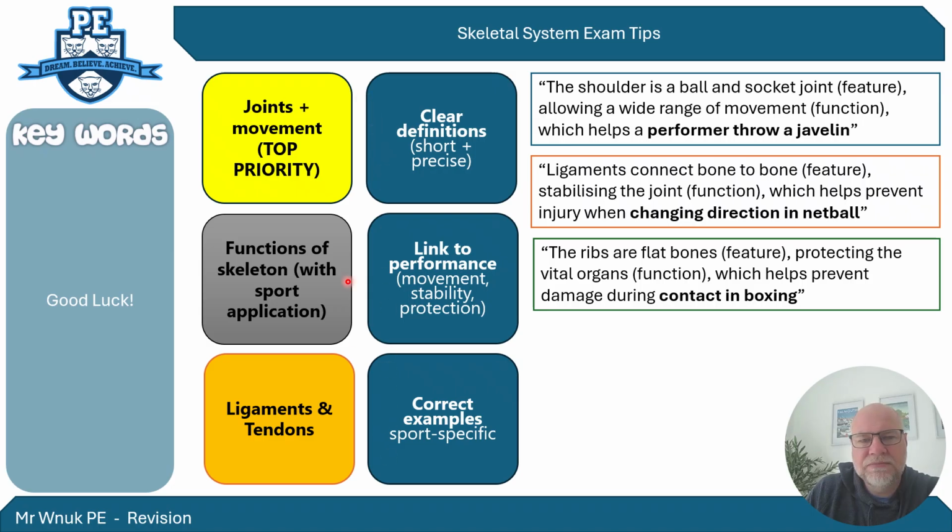Just a few tips in the exams: be really clear with your definitions, very short and precise answers. You're often just filling in one-word answers for some of these, so don't waffle, just get that key information in. The link to performance is really important, so it helps with mobility, helps with movement, stability and protection. What aspects of that, and then be very specific with your examples. So I've got 3 examples here. We use the shoulder is a ball and socket joint. Okay, we go with this slightly short, precise point there, which allows a wide range of movement, which helps the performer throw a javelin further, ideally. Same for ligaments, and then the ribs.